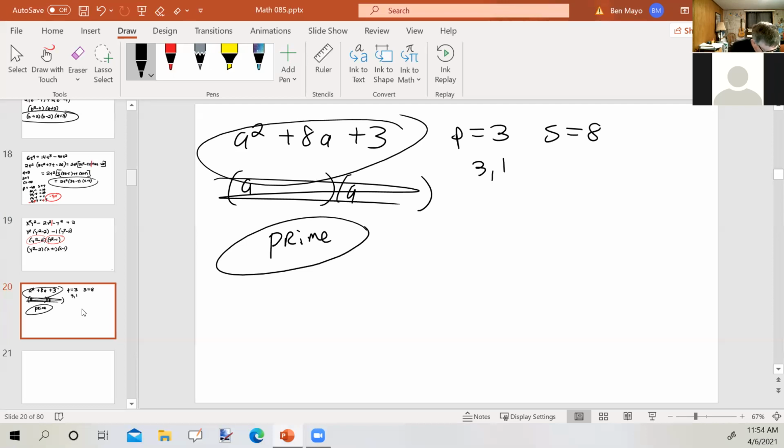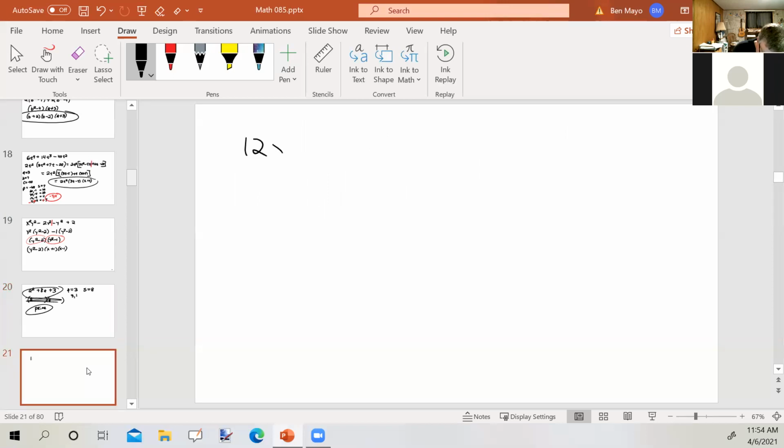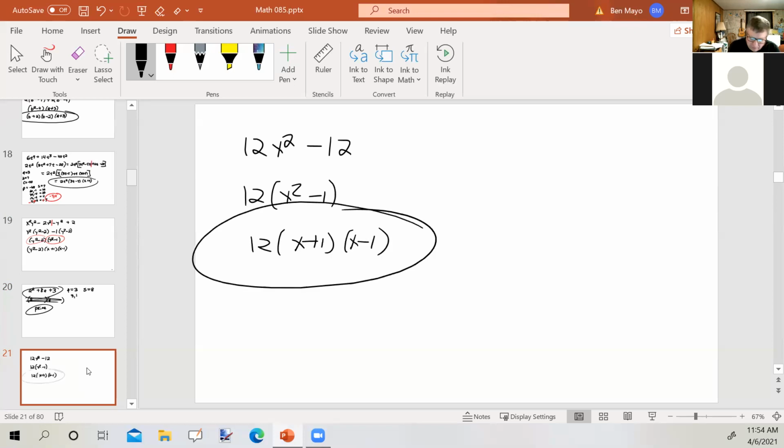All righty. How about this one? 12x squared minus 12. This is a binomial. It's in standard form, whether it matters or not, but it has a greatest common factor of a 12. So then we've got 12 times x plus 1 times x minus 1.